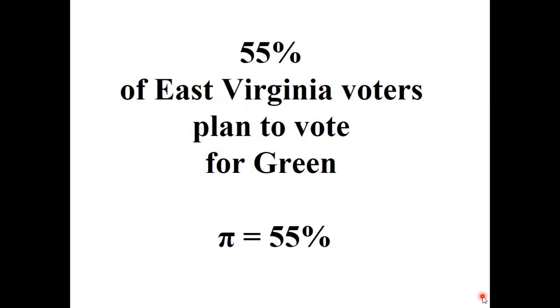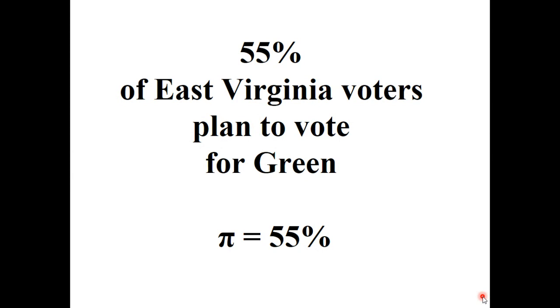Now let's talk about the population distribution. Ask yourself, what is the population of interest in the example we're using? Okay, the population of interest in this example consists of all 8 million voters in East Virginia. In this population, 55% of voters plan to vote for Green. So pi is equal to 55%.